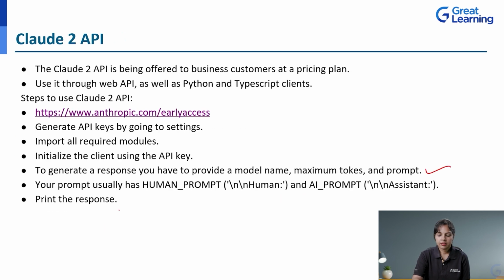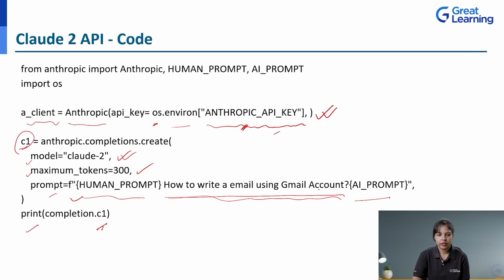That was the last step. So you have to print the response. Before that, your prompt usually has human prompt and AI prompt, right? We saw in the code right now, correct? Human prompt and AI prompt, right? And then lastly, you have to print the response.